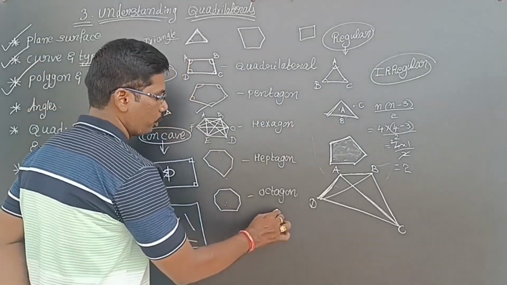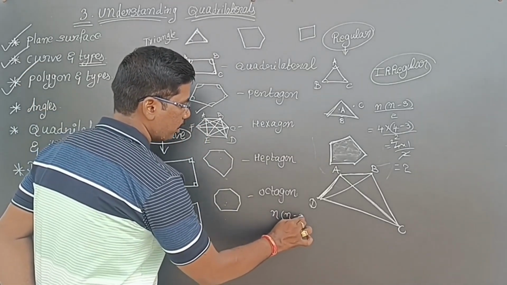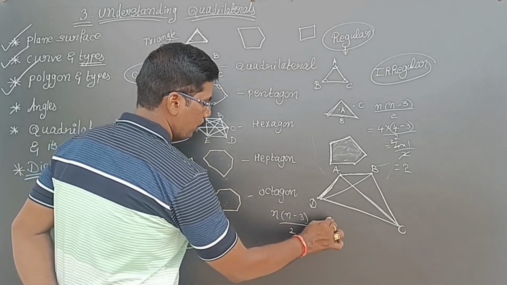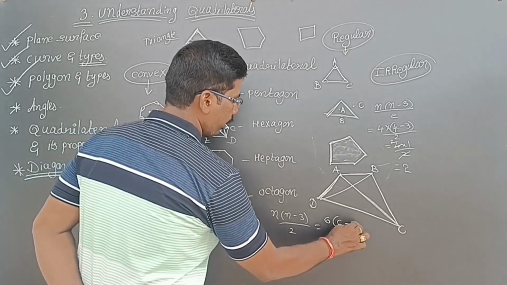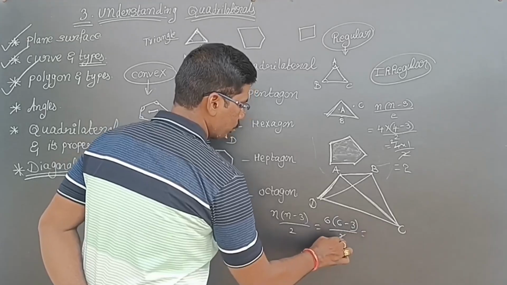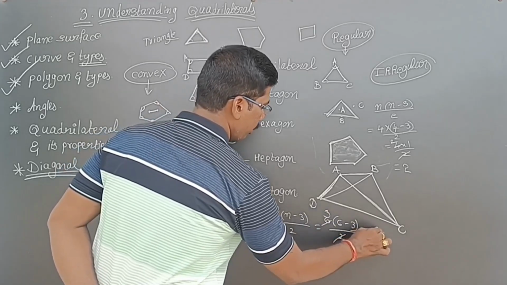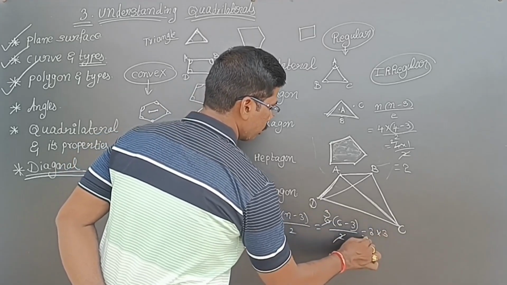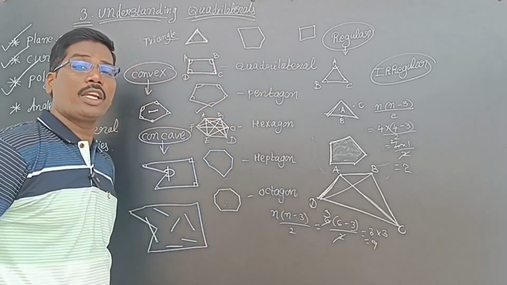Now in hexagon, let us see how many diagonals will be there. So n into n minus 3 by 2. So 6 into 6 minus 3 by 2. So 6, 2 ones are 2, 3 threes are. So 3 into 6 minus 3, how much? 3. So 3 threes are 9. So total 9 diagonals will be there.